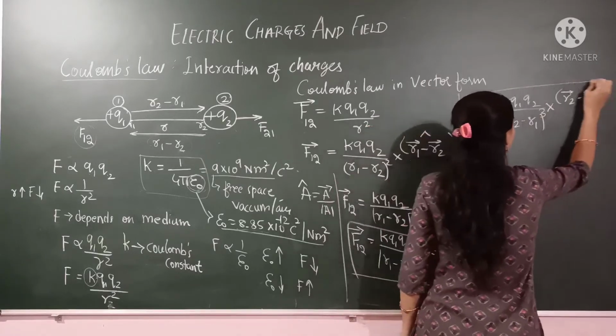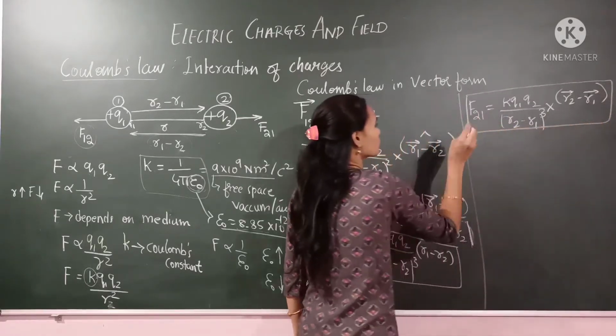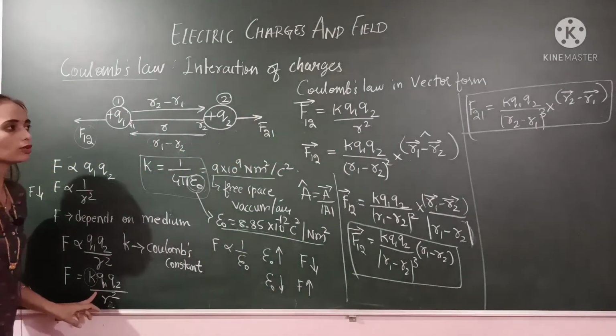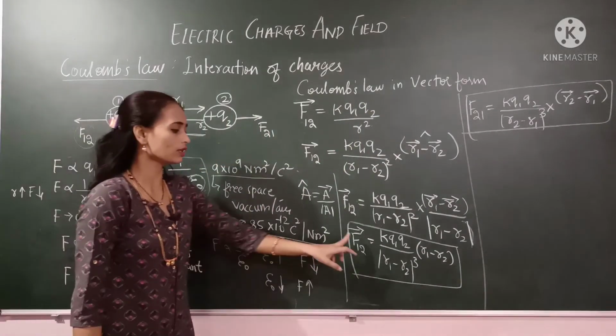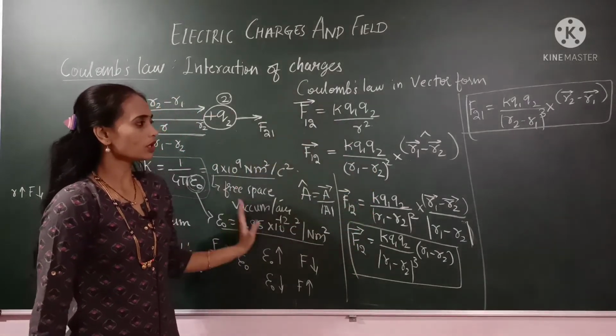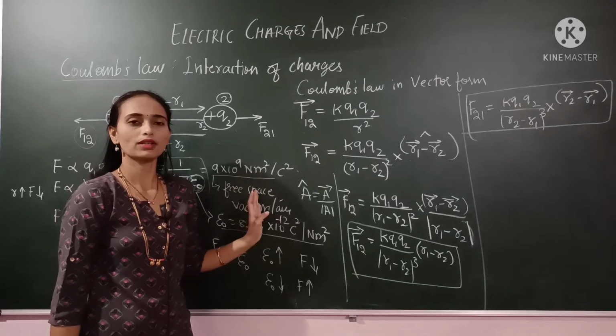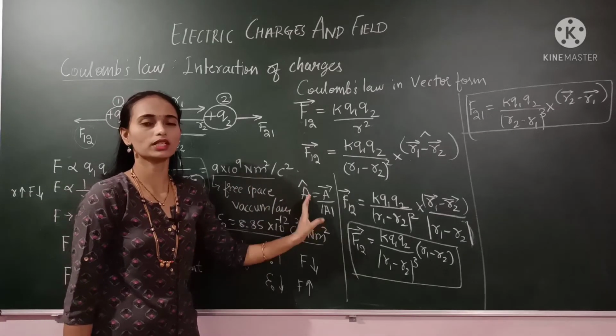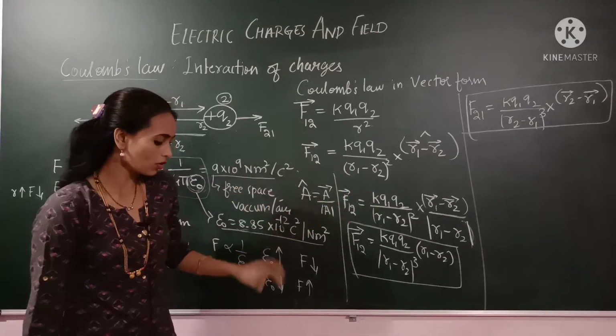So these are the vector forms of Coulomb's law. By using the scalar form we can calculate the magnitude, but if you want the direction then you can use the vector form of Coulomb's law. So this is all about Coulomb's law. Next, we will see some basic differences between the electrostatic force and the gravitational force.